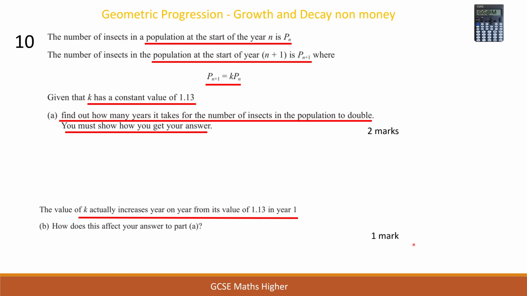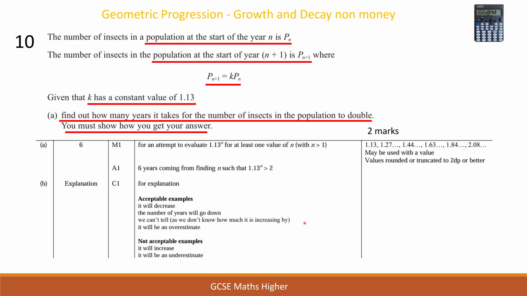And then it tells you that k actually increases on a yearly value of 1.13 in year 1. How does this affect your answer to part A? So see if you can see what the difference is between here, and they are your key bits of information in the question. The mark scheme says that you've got 6 marks here, so M1 is a method mark for attempting 1.13 to the n and coming up with the answer of 6.